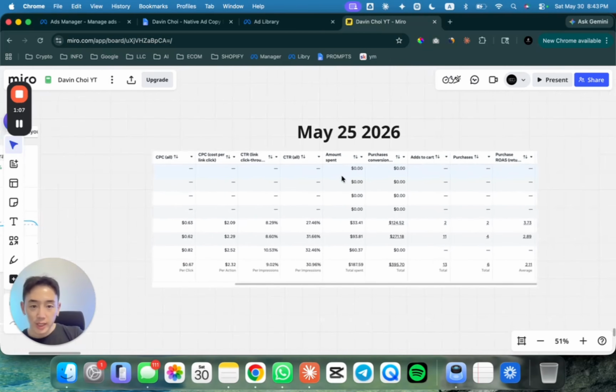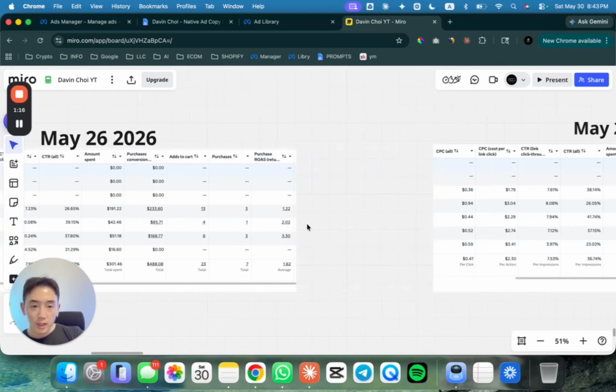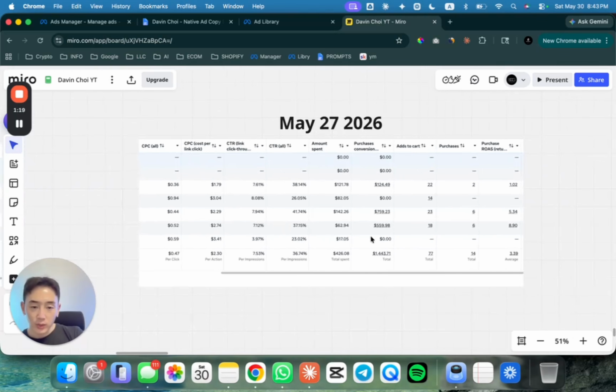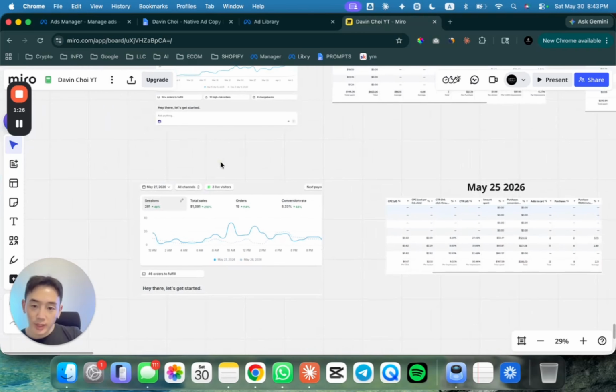And I'll show you guys the ad metrics, May 25th. I launched 3 ad sets, all natives, and these were all native ads. Second day, May 26th, all native ads. May 27th, all native ads, and we were able to hit our first 1K day at a 3.3 ROAS. This is CAD, by the way, and this is USD, but nonetheless, the results speak for themselves. So let's get straight into it.